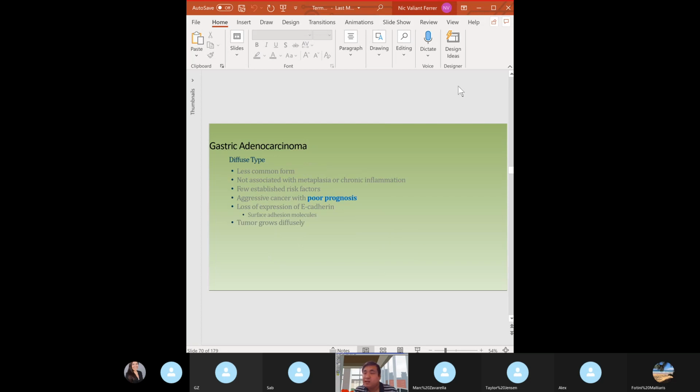Only in moderation. So that's intestinal type. Intestinal type, H. pylori, chronic inflammation. You have this large ulcer with irregular margins, right? Now for diffuse type, most common. However, this is very aggressive. Poor prognosis. Why? Because of loss of E-cadherin.